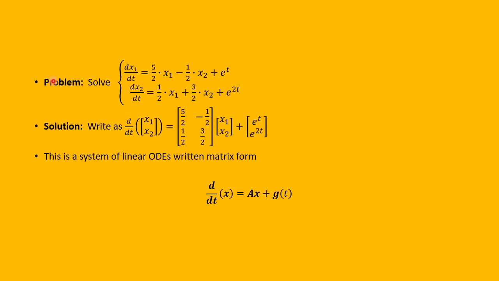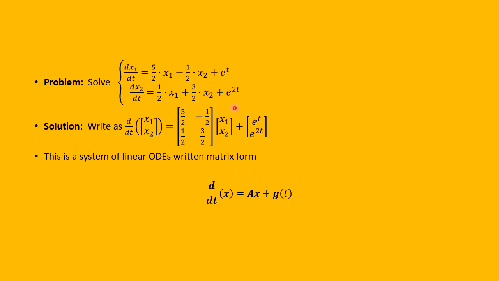So let's consider the following problem. Solve dx1/dt = 5/2 x1 - 1/2 x2 + e^t, dx2/dt = 1/2 x1 + 3/2 x2 + e^(2t).